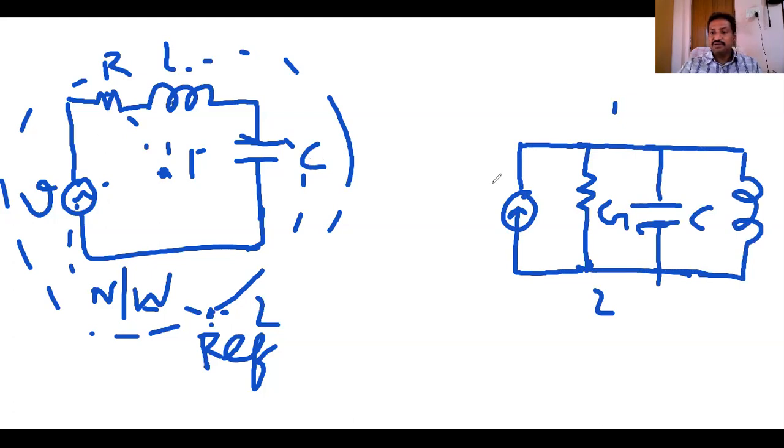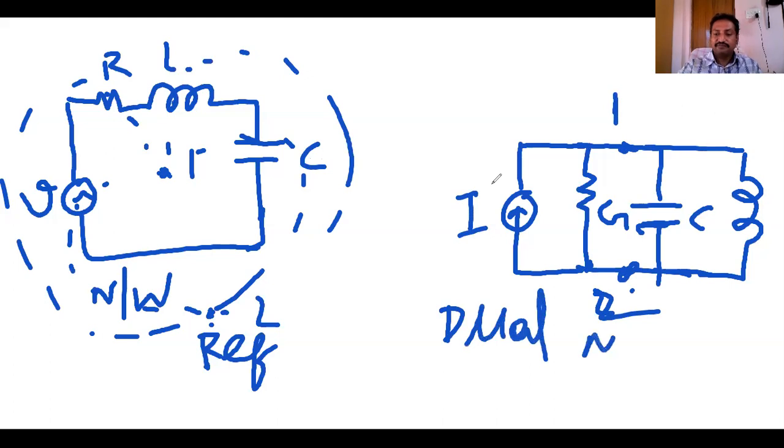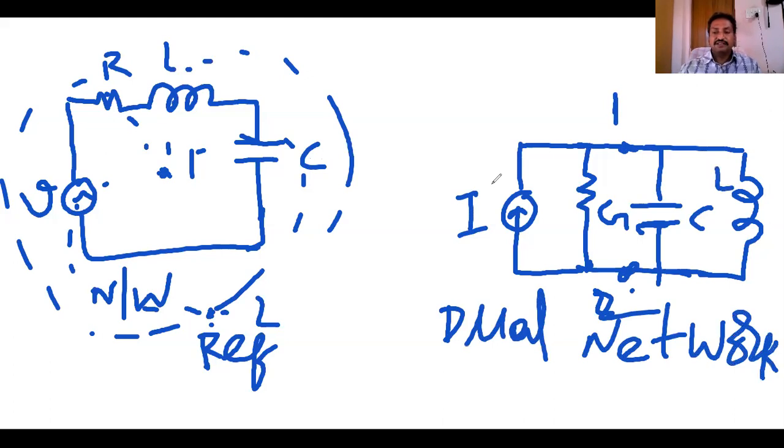You are just connecting in between. This is the one node and this is the second node, with the current source in between. So this is the dual network. Thank you.